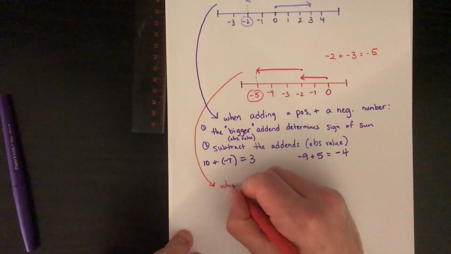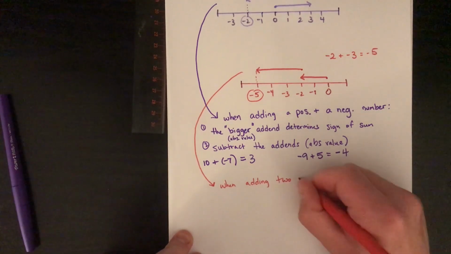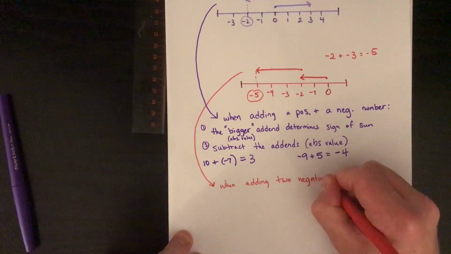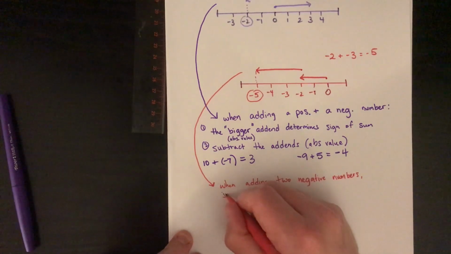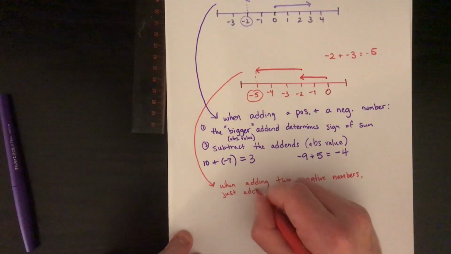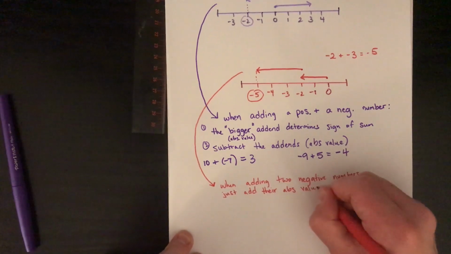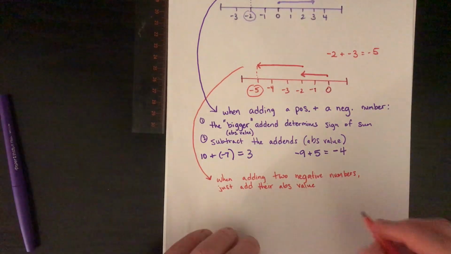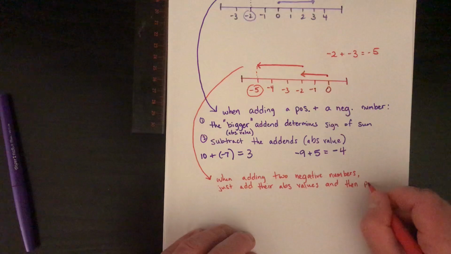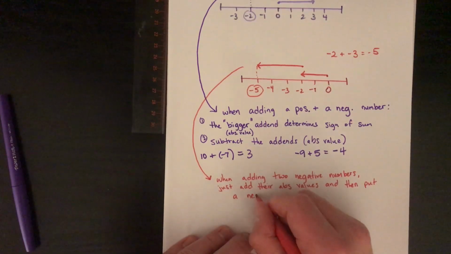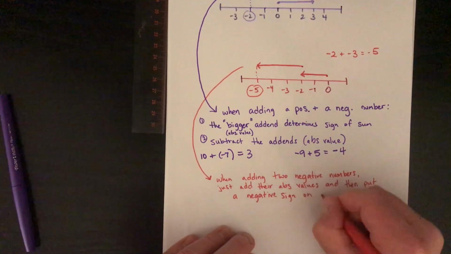Okay, so when adding 2 negative numbers, just add their absolute values. That's the same as just saying add them as if they were positive, just forget the negative signs. And then put a negative sign on the end, on the answer or on the sum. Negative sign on the sum.